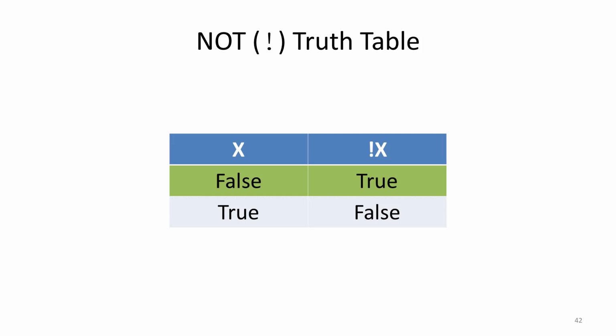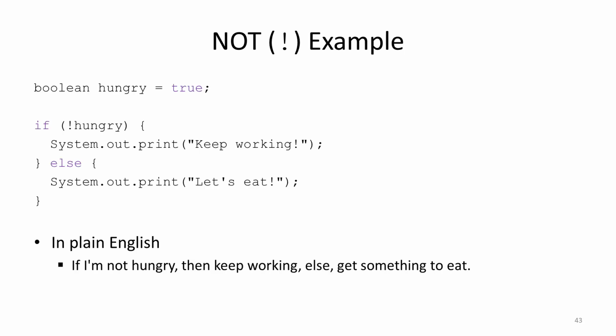Now, why would you want to use the not operator to just flip something? Well, it turns out that some criteria is easier expressed in the positive and then just use the not to flip it. So for example, if I have this situation, I have a Boolean variable, hungry equals true. So we can assume that if the value is true, that means you're hungry, and if the value is false, that means you're not hungry.